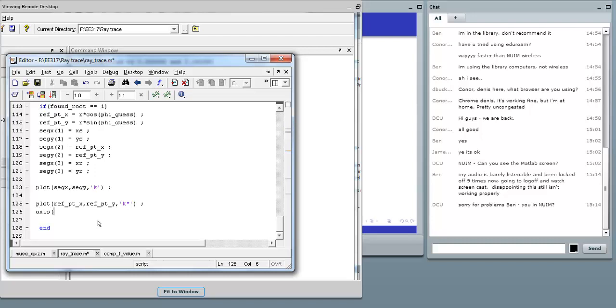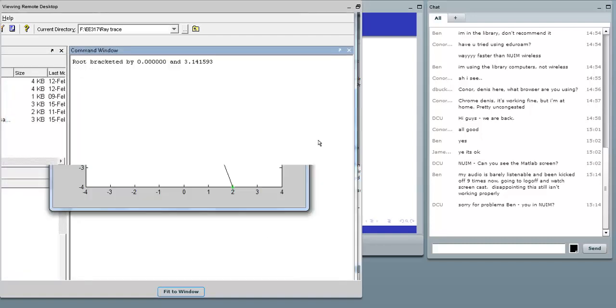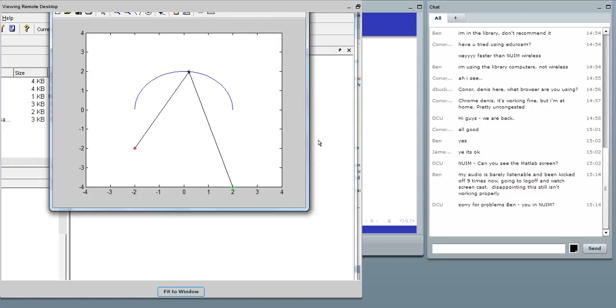Can I do this? Axis. I'm doing this from memory, so I think there's a command that hopefully works. There we go. So that new command I just put in, I told MATLAB to use -4 to +4 on the x-axis and -4 to +4 on the y-axis. So it's more realistic. Okay, would you give me €1 million now?